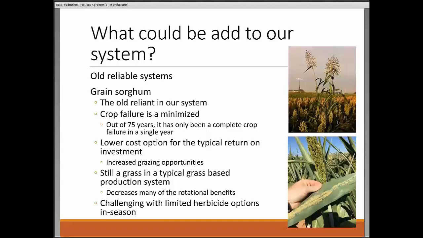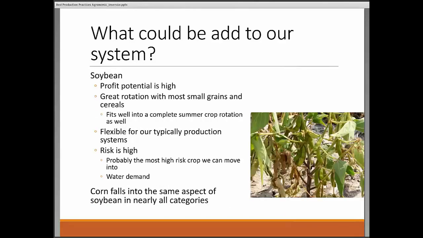So when we talk about another old reliable, and this one is highlighted as a soybean, but if you look at the general basis of this, soybean and corn are effectively the same. So these effectively can be talking about the same unit. The profit potential of both corn and soybean are extremely high. We have some growers this year that are telling stories of over $400 per acre net return on their soybeans. It's unbelievable how good our yields are coming off this year. And so it's got great potential.